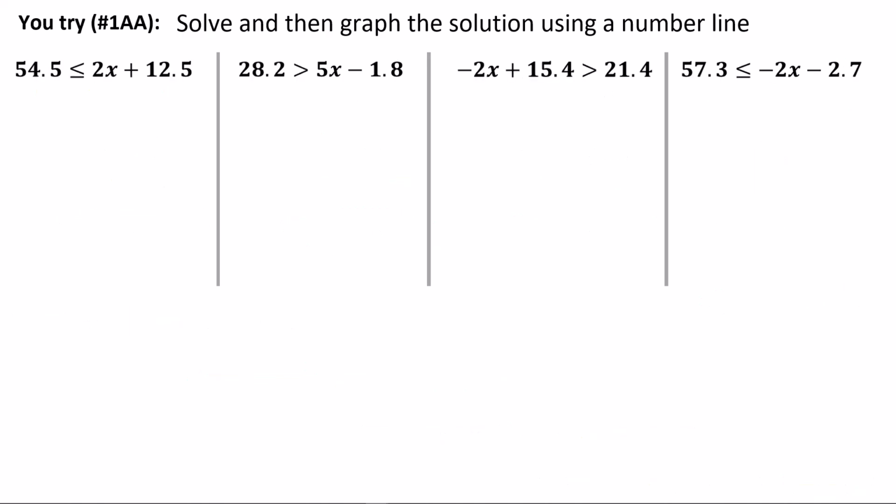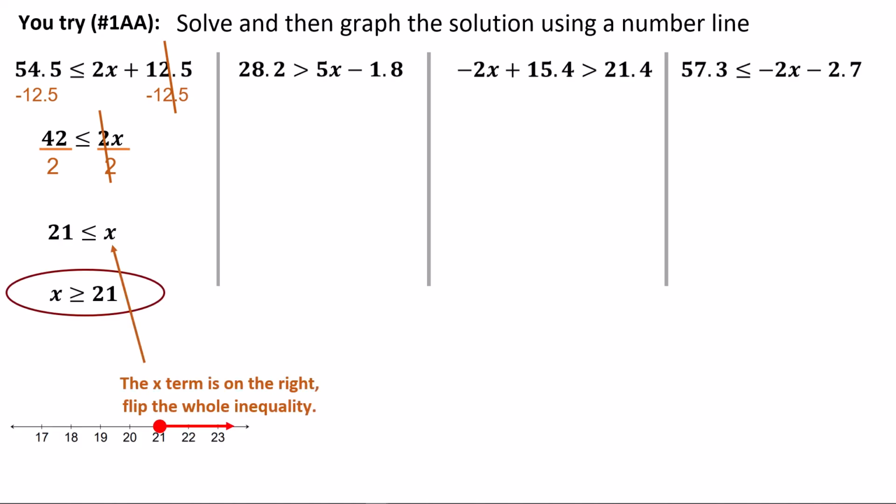Try these 4. For 54.5 less than or equal to 2x plus 12.5, first subtract 12.5 from both sides. 42 less than or equal to 2x is what's left over. Divide both sides by 2. 21 less than or equal to x. We flip the entire inequality because the x is on the right. So x greater than or equal to 21. Closed circle on 21, arrow to the right.